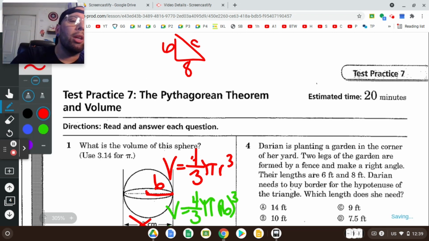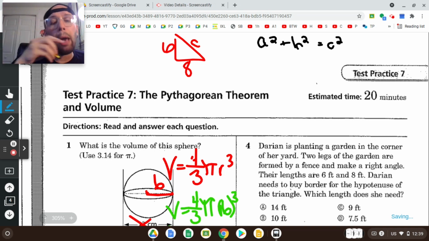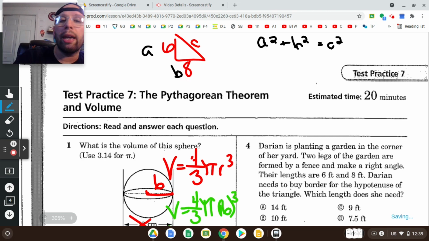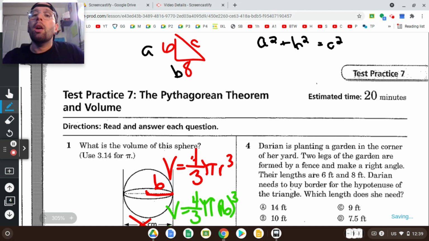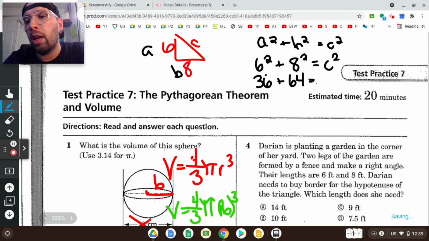So I'm using a squared plus b squared equals c squared. It doesn't matter which one you call a or b, as long as the longest side is c. So I'll call a 6 and I'll call b 8. So a is 6, 6 squared, plus b is 8, 8 squared equals c squared. 6 squared is 36. 8 squared is 64. That equals c squared. How nice. 36 plus 64 is a hundo.